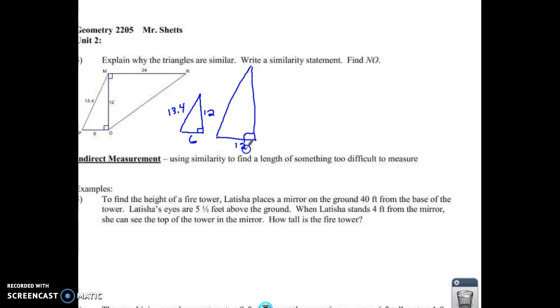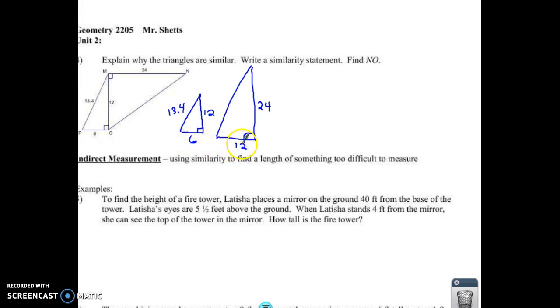The 12 is going to be here, the 24 is going to be there, and then I don't know this side here. It's not given. So I actually reflected this triangle, so it's right next to this one. All right, well, let's check it out.